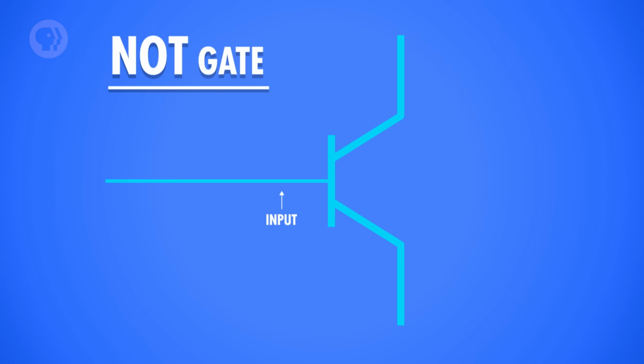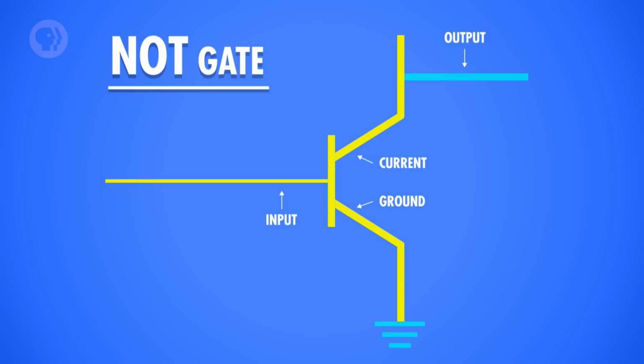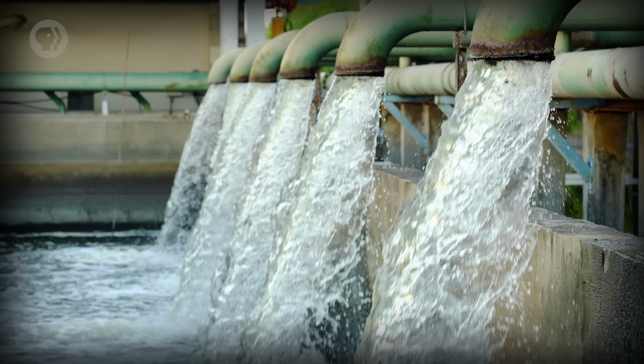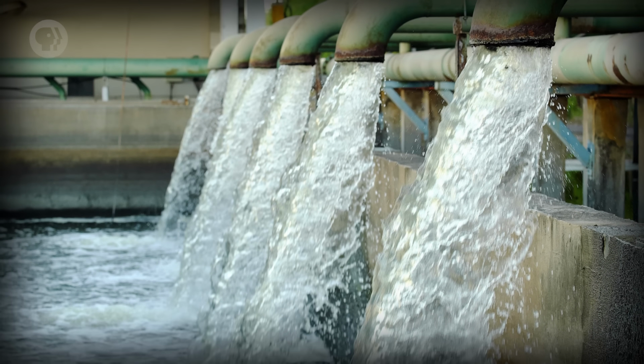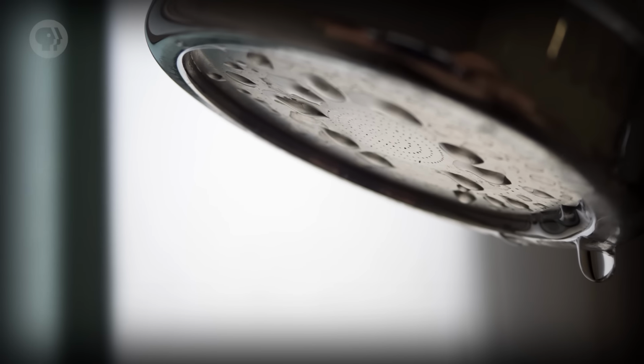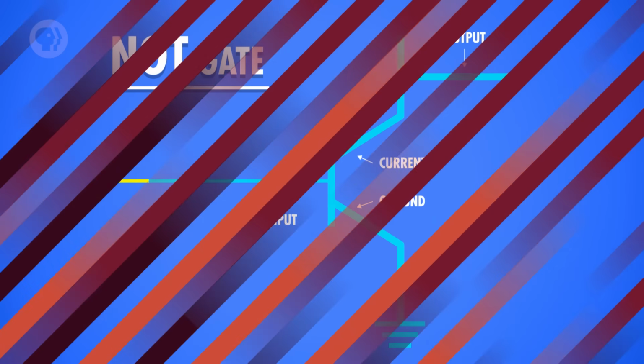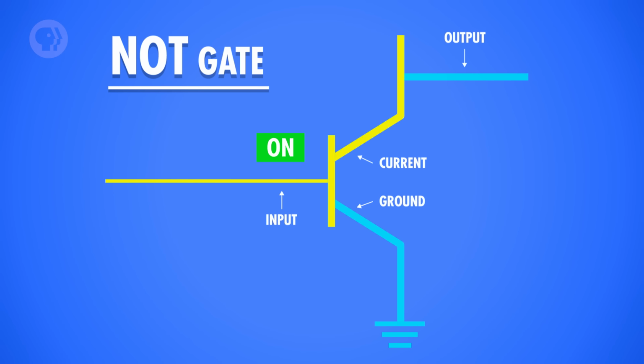But we can modify this circuit just a little bit to create a NOT. Instead of having the output wire at the end of the transistor, we can move it before. If we turn the input on, the transistor allows current to pass through it to the ground, and the output wire won't receive that current, so it will be off. In our water metaphor, grounding would be like if all the water in your house was flowing out of a huge hose, so there wasn't any water pressure left for your shower. So in this case, if the input is on, output is off.